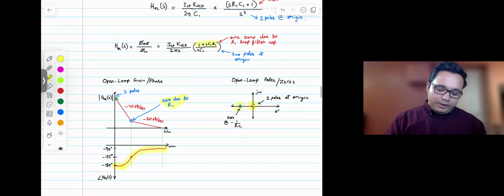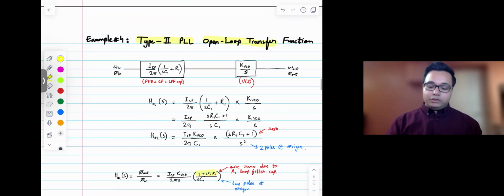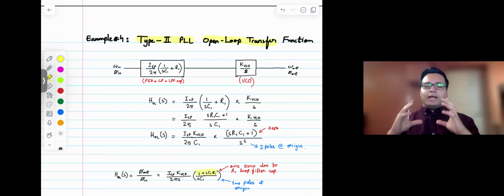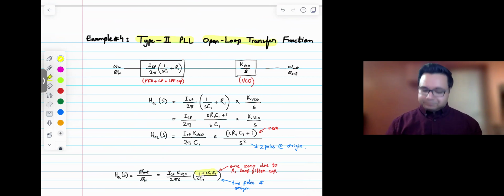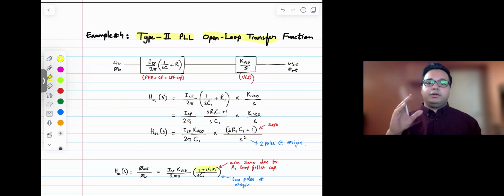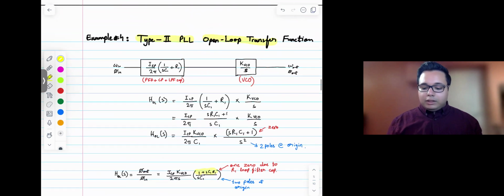All right. So one thing I want you to notice is, like I said before, there's two poles at the origin, right? And that's why we call it a type 2 PLL. Essentially, the name comes from the fact that there's two poles at the origin in the open loop transfer function. So if you look at type 1 PLL, equivalently, you could derive the open loop transfer function, and what you would find is that there's one pole at the origin. So type 1 or type 2, that naming comes from the fact that there's a certain number of poles at the origin in the open loop transfer function of a PLL. All right. So yeah, that's the Bode plot for type 2 PLL open loop transfer function.